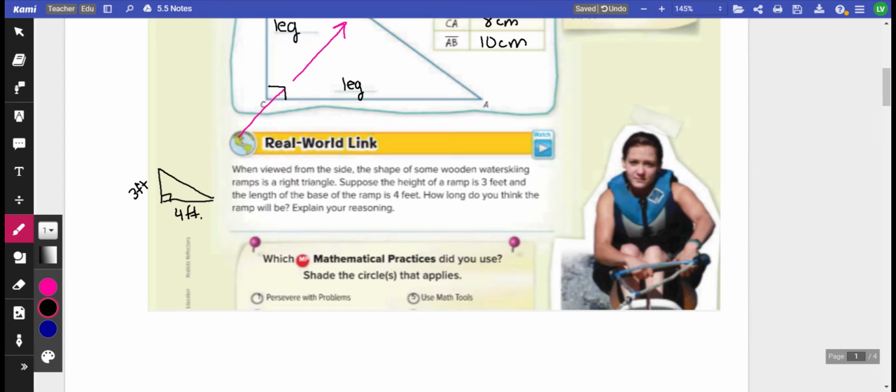And explain your reasoning. Well, it really just depends, but I'm just going to guess that it's 5 feet because it has to be longer than 3 feet or 4 feet. It has to be the longest side, and 5 is larger than 3 and 4.